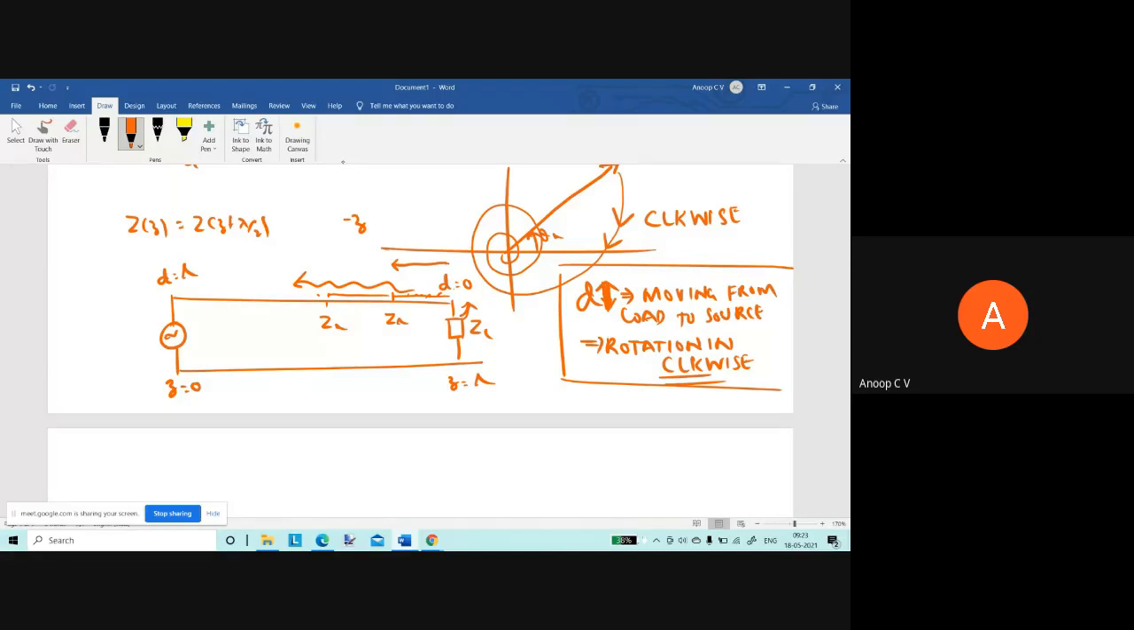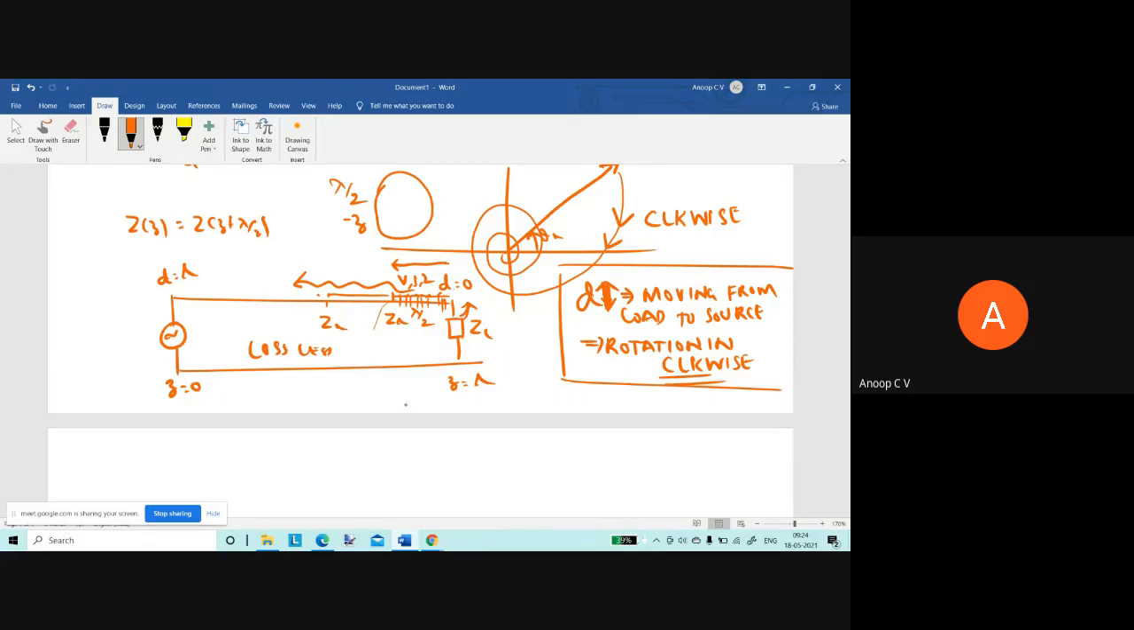For a lossless line, to understand how this voltage, current or Z changes along the length of the transmission line, if I travel a length of lambda by 2, that will be more than sufficient. The same thing will repeat everywhere else. That is why we say the circumference of the Smith chart is equal to lambda by 2. Because within lambda by 2, the same thing will repeat, even if it is impedance or admittance. So that's what is meant by rotation of the chart.